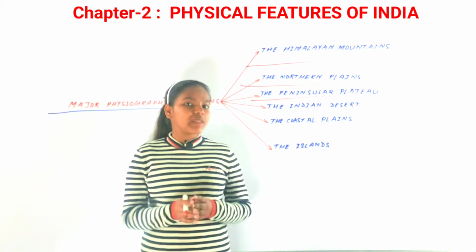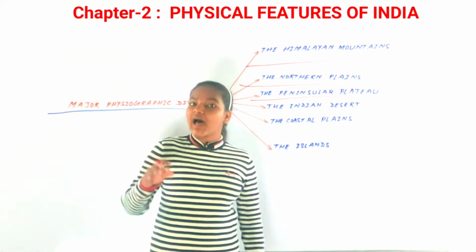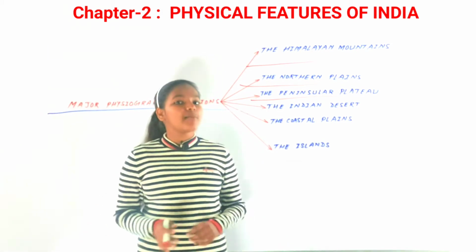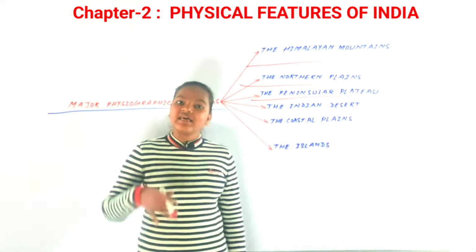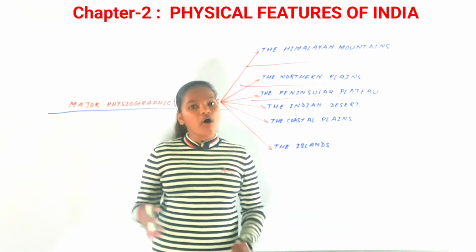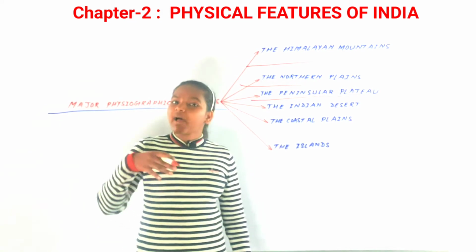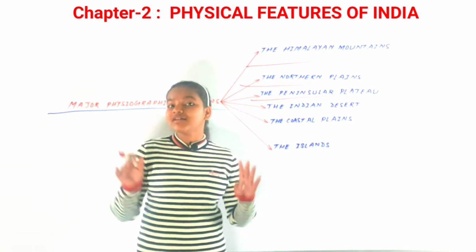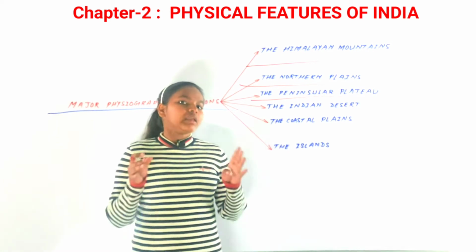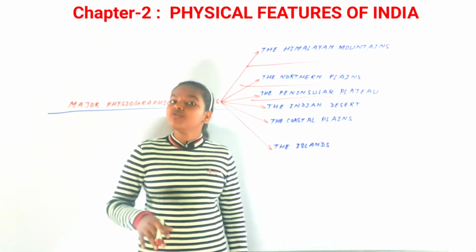Now the Peninsula Plateau is a kind of tableland and is composed of crystalline, igneous, and metamorphic rocks. So that is the composition of the Peninsula Plateau in the southern part of our country. Now it can be divided into two major divisions.